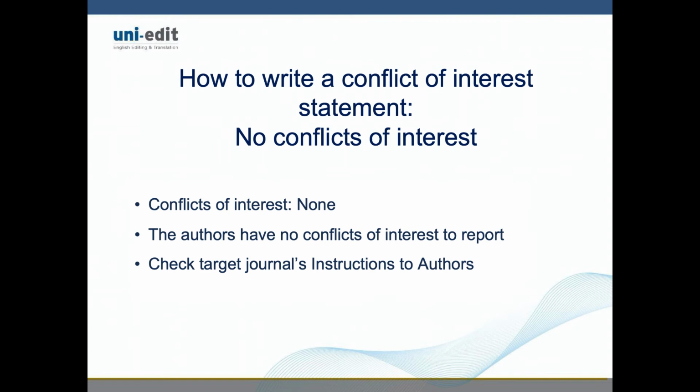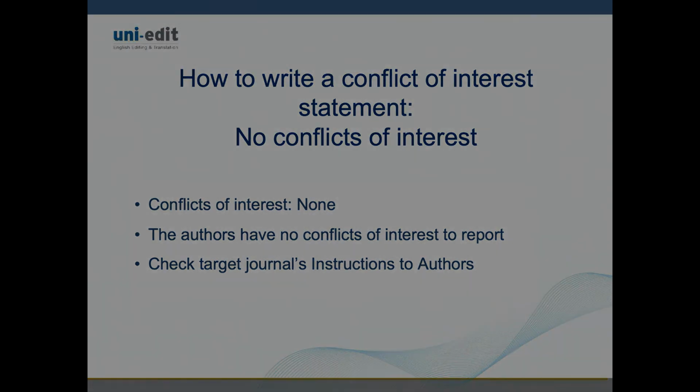No conflicts of interest. Sometimes this statement is as simple as "Conflicts of interest: none." A good sentence meaning the same thing is, "The authors have no conflicts of interest to report." See if your target journal has a preferred format for stating conflicts of interest in their instructions to authors page. If not, one of the options above should suffice.